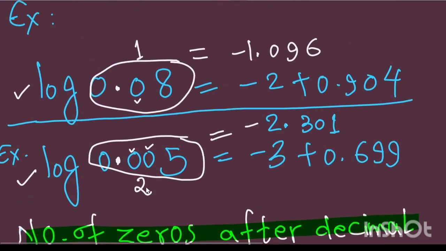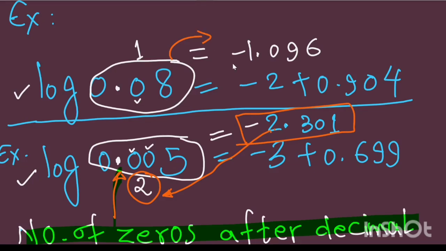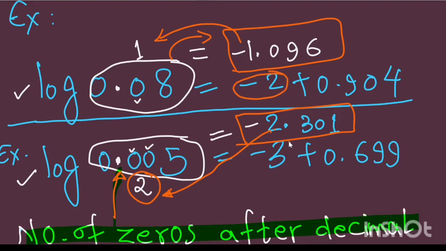As you can see here, the number of zeros after the decimal in this example is 2. Now the value of log 0.005 is minus 2.301. So minus 2, if you directly multiply it by minus 1, you will get 2. Here also in this example, the value of log 0.08 is minus 1.096. So minus 1, if you directly multiply by minus 1, you will get the answer. So no need to separately go for expressing it in terms of characteristic and mantissa.